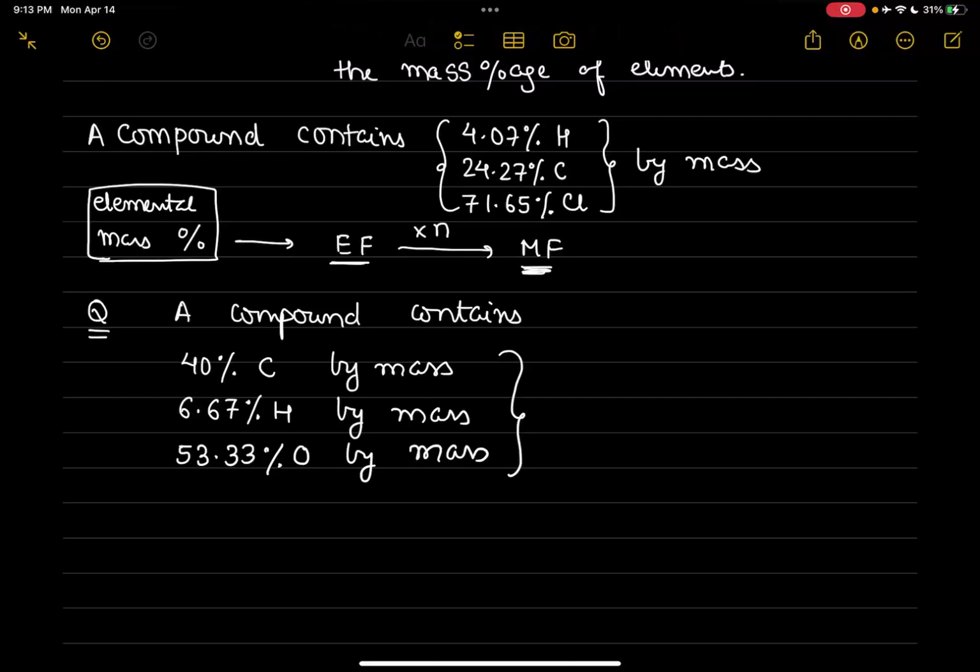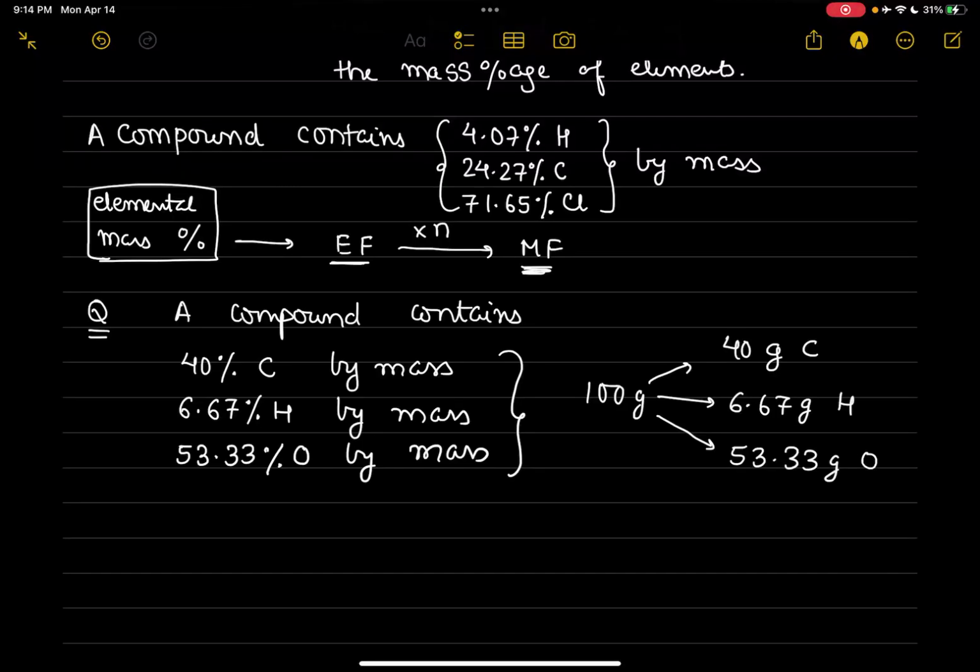This is by mass, means out of the total 100 grams, 40 grams, because it is percentage, means 40 grams is carbon, 6.67 grams is hydrogen, 53.33 grams is oxygen. That's assuming the total mass to be 100.